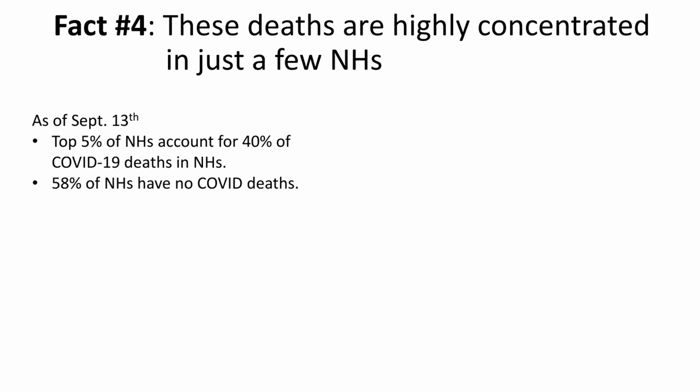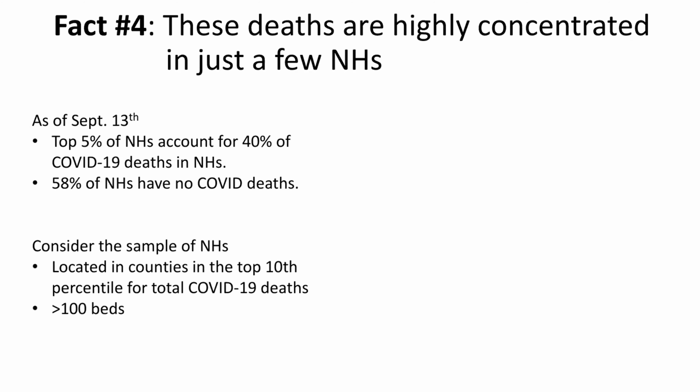And the second bullet point, you might think, well, this is just geographic variation, right? There are some places that haven't been hit very hard with COVID yet. And so we considered a sample just of nursing homes that are located in counties in the top 10th percentile for COVID-19 deaths. We're also going to limit the sample to those with more than 100 beds, so we're getting rid of small nursing homes that don't have a death just because they're small, right? And then we're going to think about how many nursing homes in these high risk areas are avoiding death.